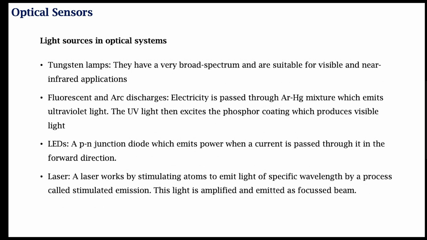Other sources are fluorescent and arc discharges. Once again, these are also, for example, an argon mercury mixture, which emits UV light. This then excites a phosphor coating, which produces visible light. Quite often, this is also used as a light source. LEDs or light emitting diodes are also used to produce light, to act as a light source in this case.